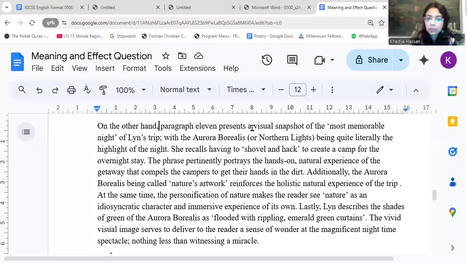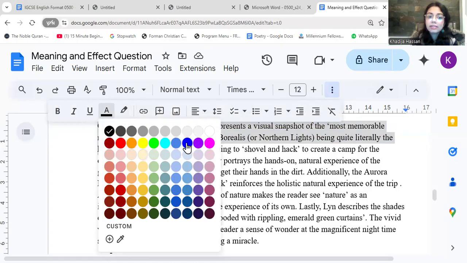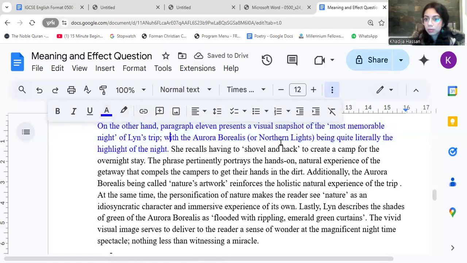On the other hand, paragraph 11 presents a visual snapshot of the most memorable night of Lynn's trip, with the aurora borealis or northern lights being quite literally the highlight of the night. So a little pun, right? They're a highlight because they're the light of the night. So here, this is again a short summary of the paragraph, not the passage, and it's in line with the phrases I have picked out. Two of the phrases I picked out for this paragraph are actually about the aurora borealis, the northern lights, right?